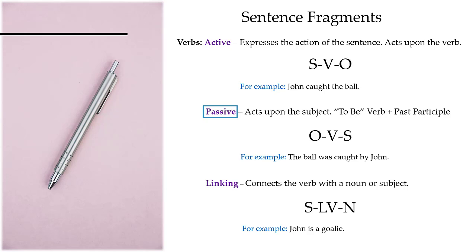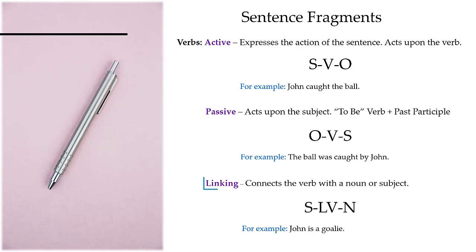So in this case, in contrast to the first example sentence, you see, the ball was caught by John. Caught is still the active verb, but now we have this helping verb, this to be verb, this was caught, and John is doing the catching, but John is at the end of the sentence. So the ball is the object, but the ball has become the subject of the sentence. And so you can see it's the reverse. The ball was caught by John. This is a complete sentence, but it is better to avoid the passive construction.